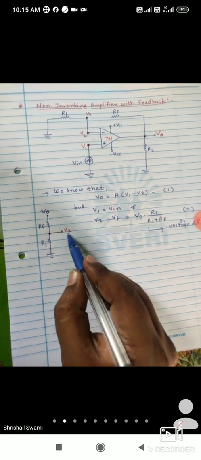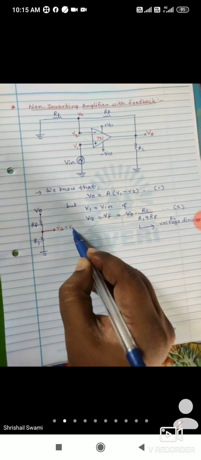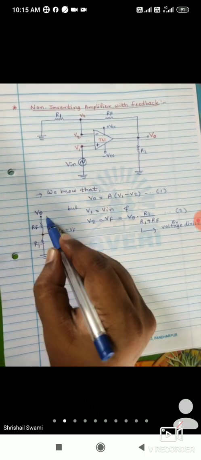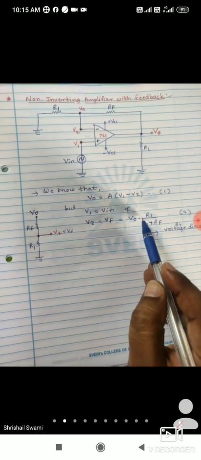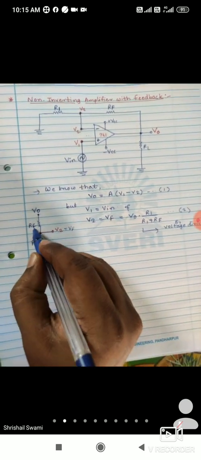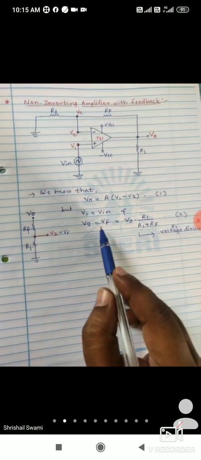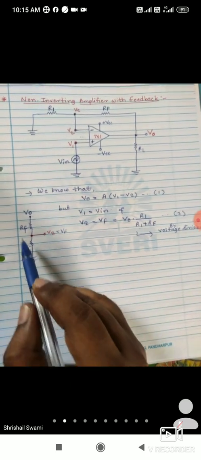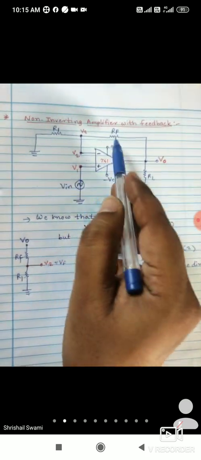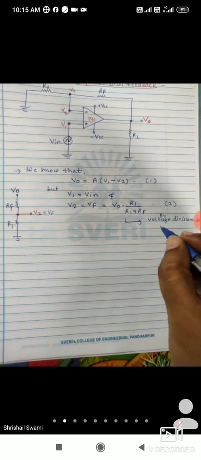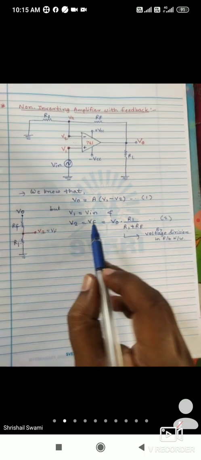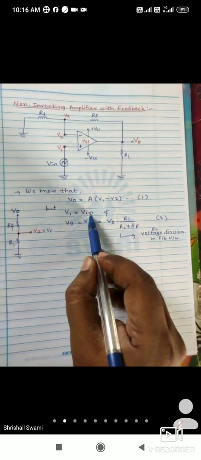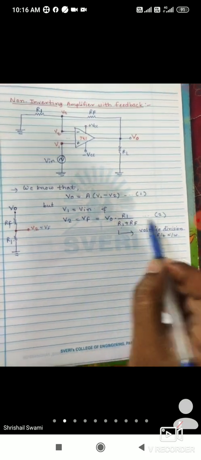By using voltage division, V2 is equal to Vf, which is the total voltage V0 into the voltage across R1, so V0 into R1 divided by the addition of the two resistors, RF plus R1 or R1 plus RF. Are you getting my point? That is how you get the V2 expression, by voltage division in the feedback network. So V1 is equal to Vin, and V2 is equal to this expression, both given in equation number 2.